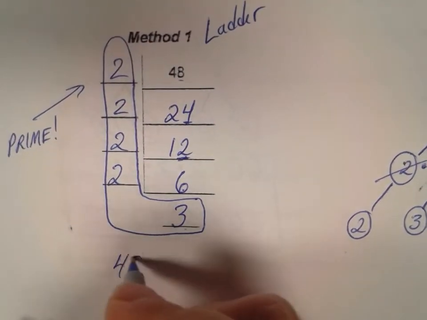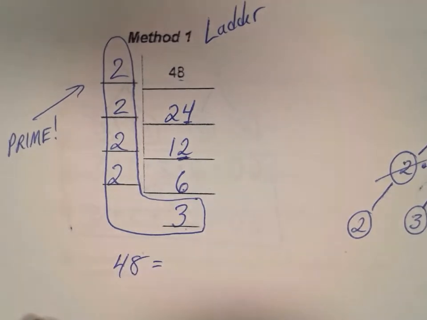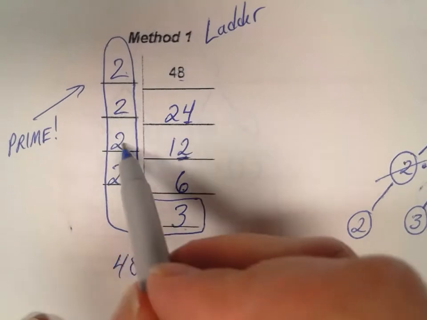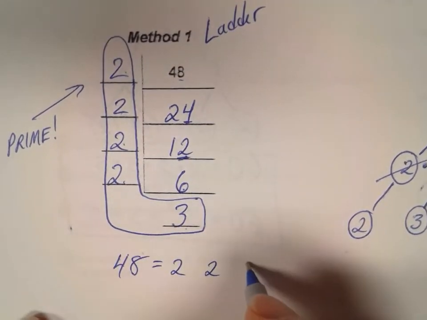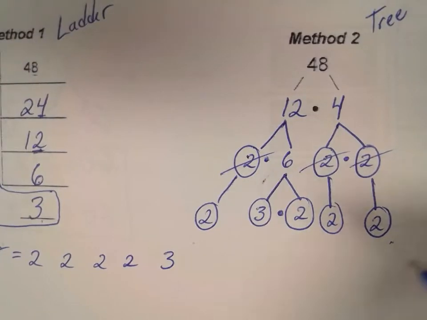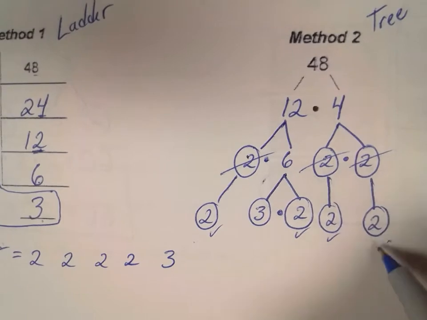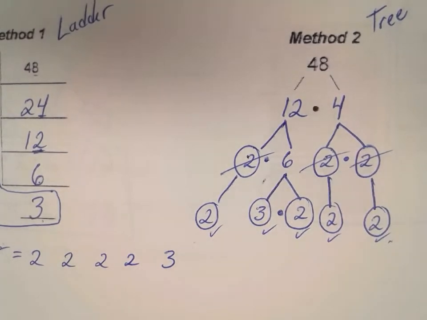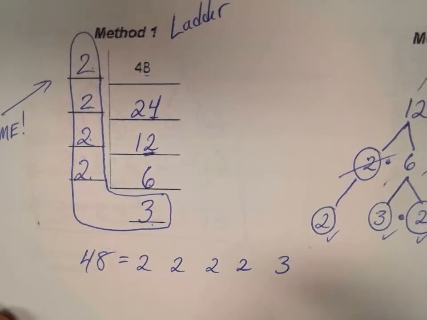Here we go. 48. Let's write out its prime factorization with some multiplication. So I have a bunch of 2's. 1, 2, 3, 4 of them. And I also have a 3. I could also find that on my tree. Here's a 2, a 2, a 2, and a 2, and a 3. It absolutely works. What am I missing?